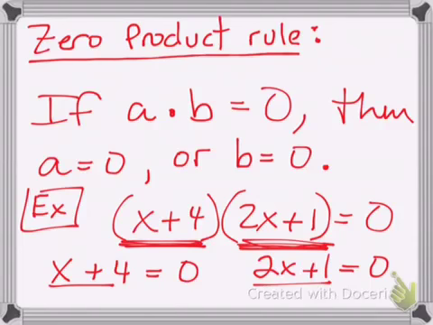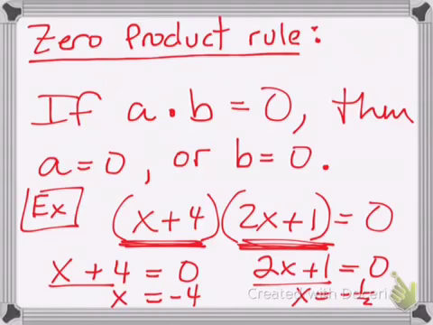What would the 2 solutions be? For here, x equals -4. We can solve that practically by observation. On the right side, if we subtract 1 and divide by 2, we get x equals -1/2. Easy enough? Now, let's back up a little bit.